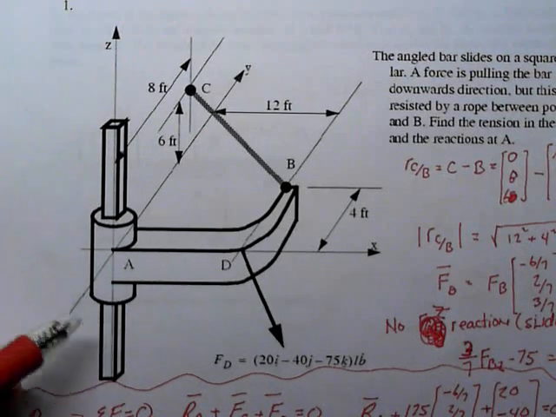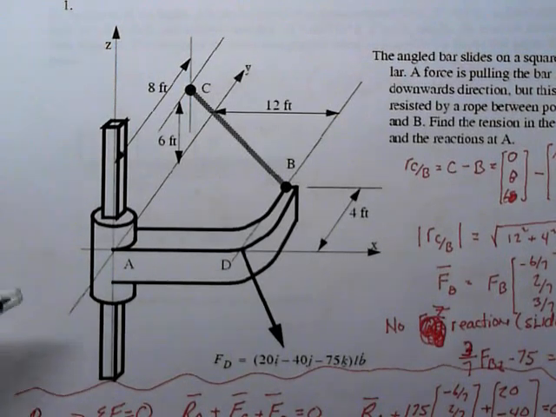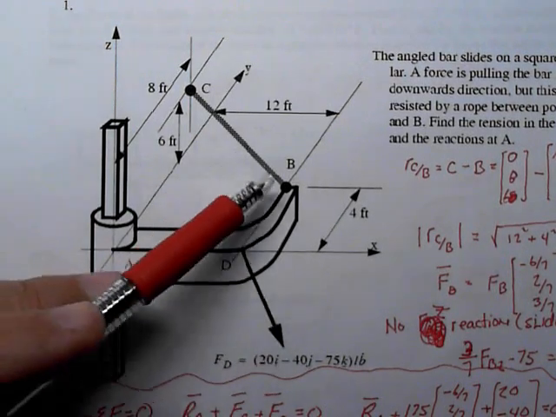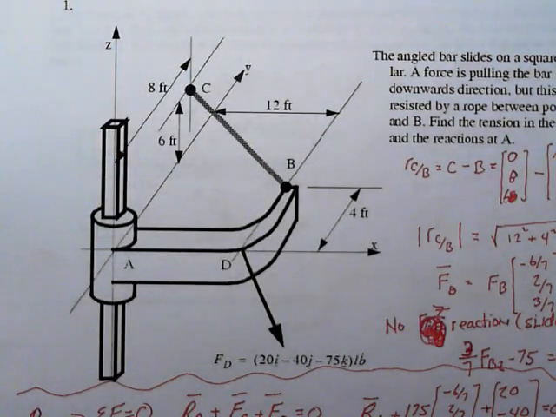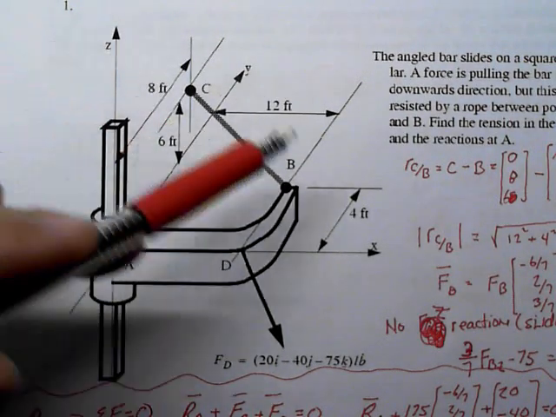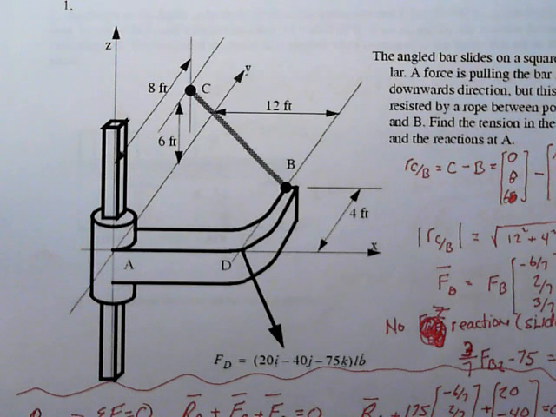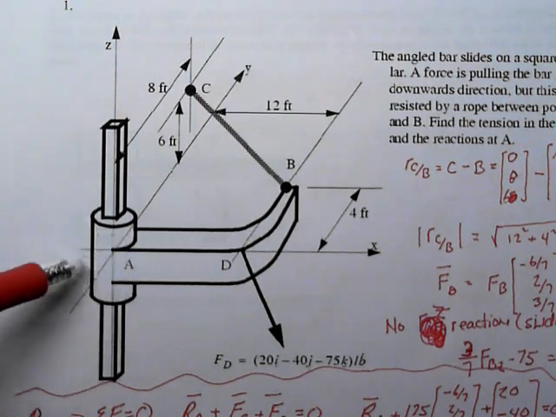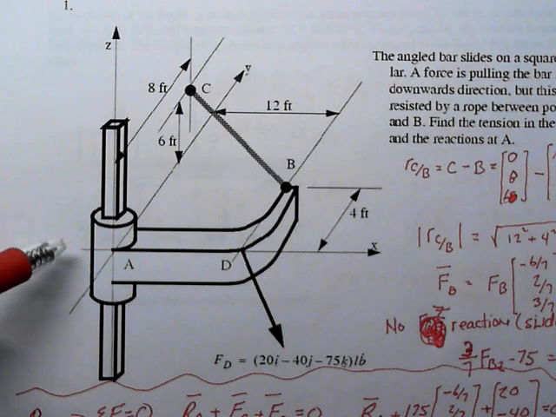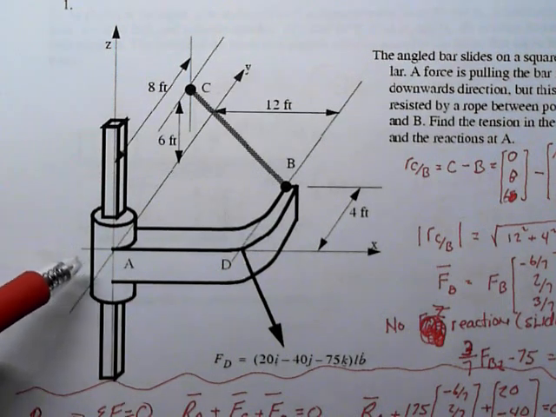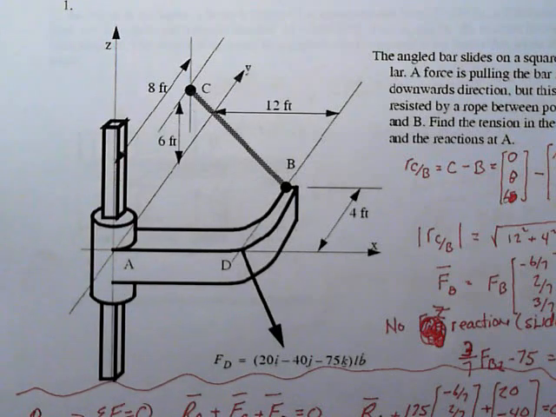We have this interesting bent bar system that's moving on a slider. We have a known force here, and we have a rope force here, which places the whole system in equilibrium. There will be some reactions at point A, both force reactions and moment reactions, and what we want to do is find those force and moment reactions and find the tension in this rope.